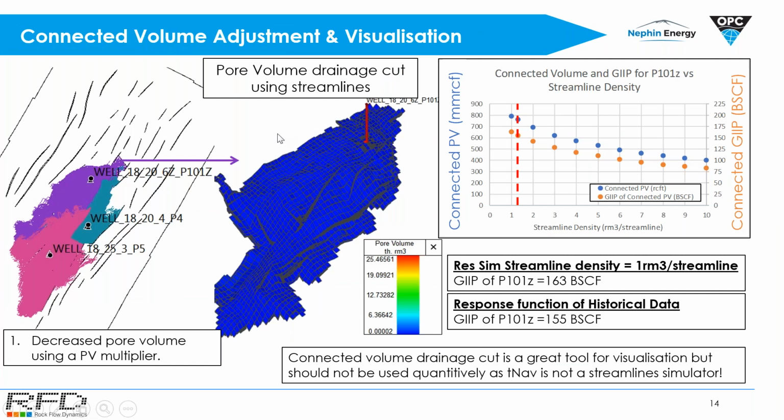So basically for connected volume, what I did was just the same way most people would, using pore volume multipliers. What I really want to talk about is a cool feature in tNav, and it's based on the streamlines that you get. Here in purple, you can see the streamlines of P101Z on the left. If you take that into 3D and apply the drainage area cut and set the property to pore volume, you can see the shape of the drainage area, which is what I thought was quite cool.